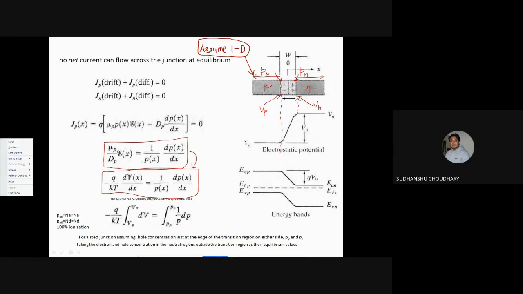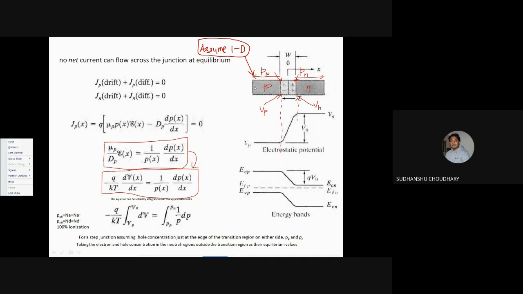Okay. So since the device is in equilibrium, we have not applied any bias. Obviously, this concentration will change here in the transition region, because a gradient in electric field and a gradient in potential also exist. But in these two regions, which are neutral, there is no electric field and no potential variation.